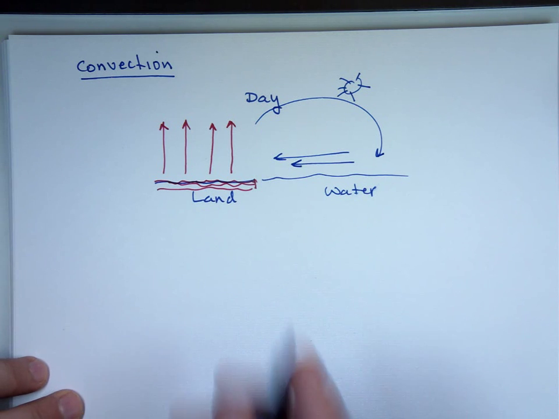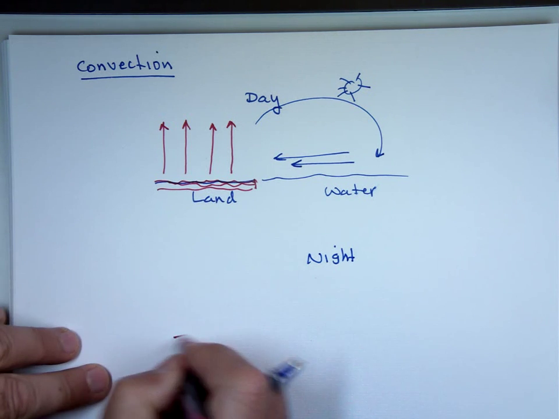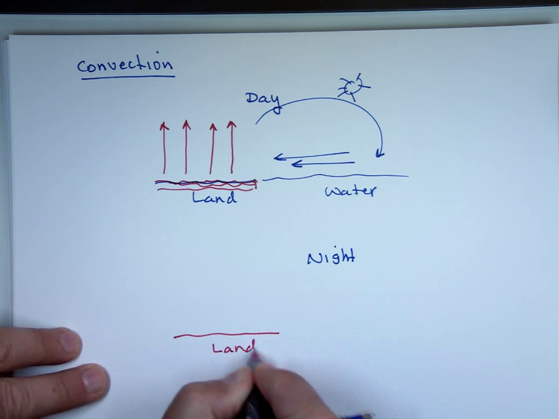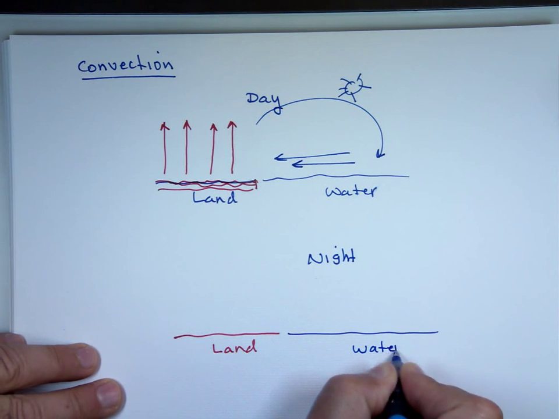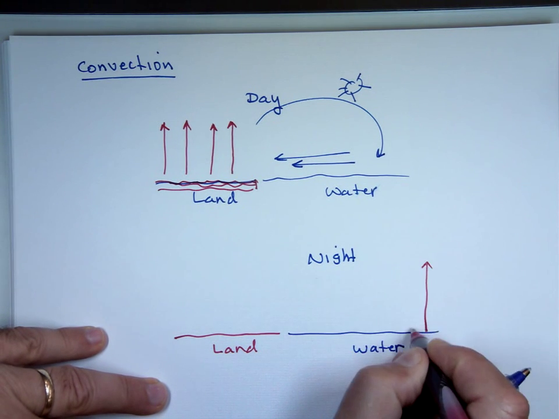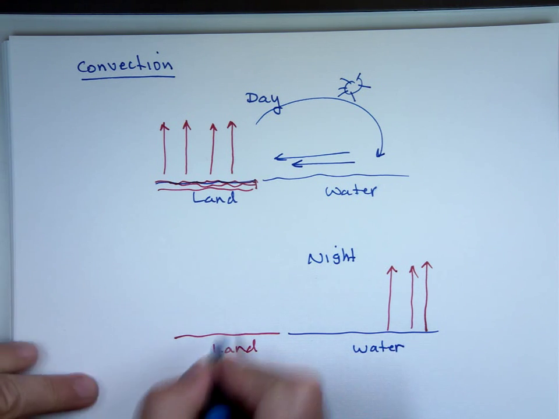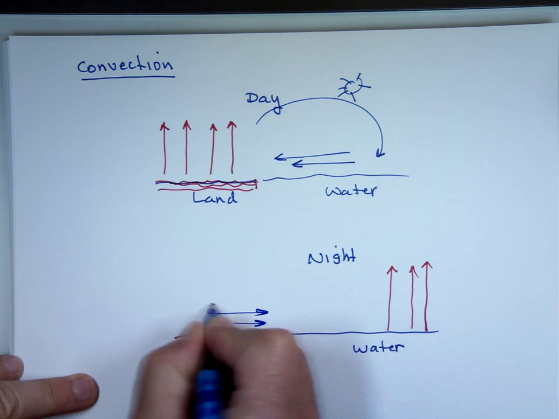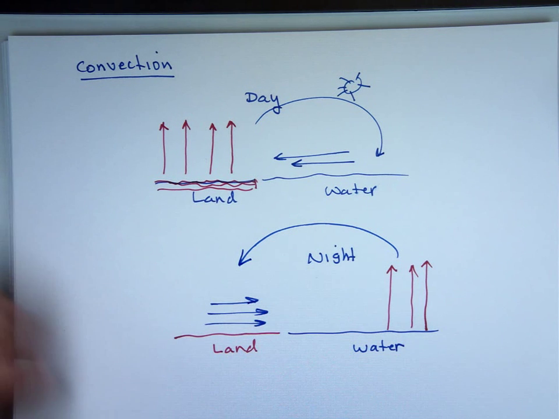At night here, the reverse happens. This is the land. This is the ocean, the water. But at night, actually, the water is warmer than the land. So the heat will rise here. What happens? It pulls the air from the land. And that's the pattern that you see there constantly. So that's why if you live next to the water or on the beach there, you always get a breeze there.